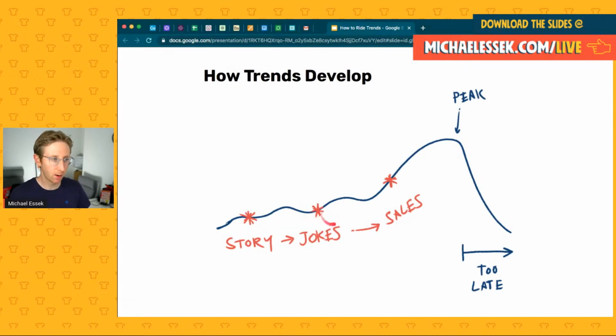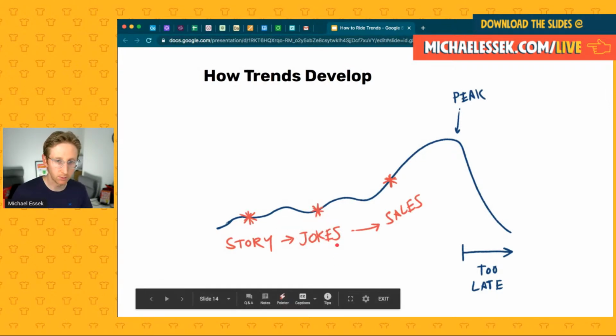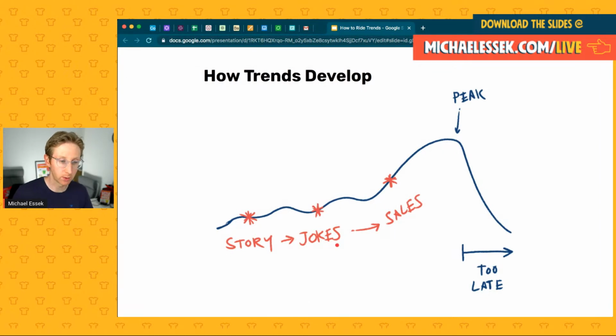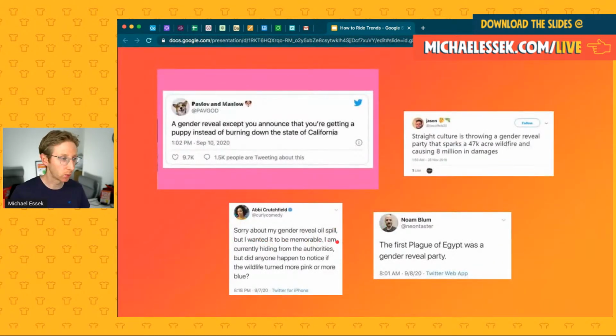And then shortly thereafter, almost in real time, because that's what happens these days, certain jokes started developing. So here are some examples of tweets I found. These are not the tweets that I saw, but very similar to what I was seeing online.